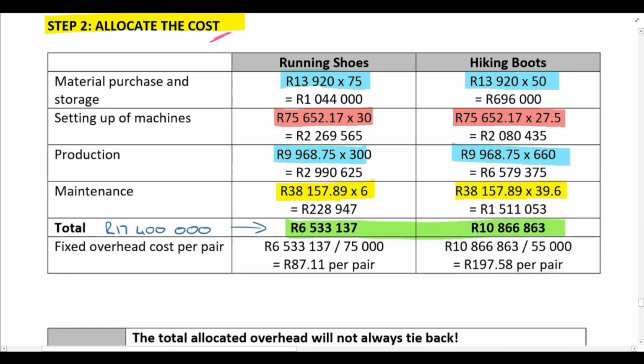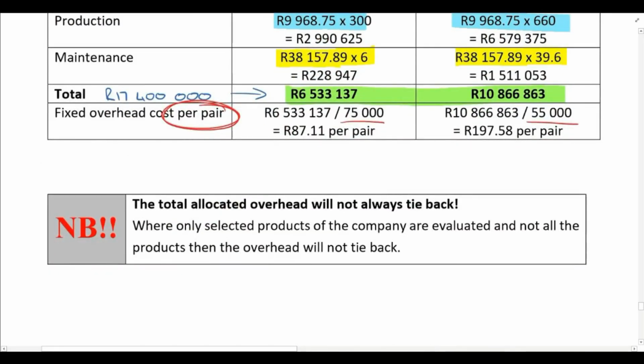And then again, just make sure you answer the required. The required specifically wants the cost per unit or the cost per pair. So you need to divide by the number of units so that you get your cost per pair. Okay. Then what's an important thing that I just want you to take note of, and it links back to what I just said here.